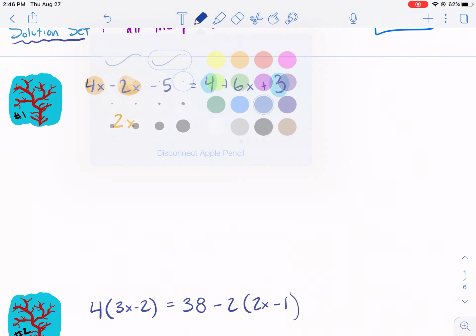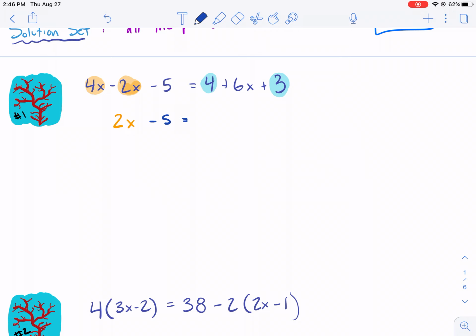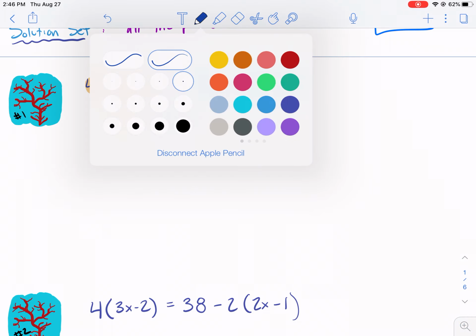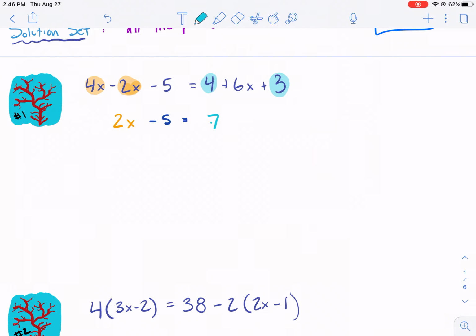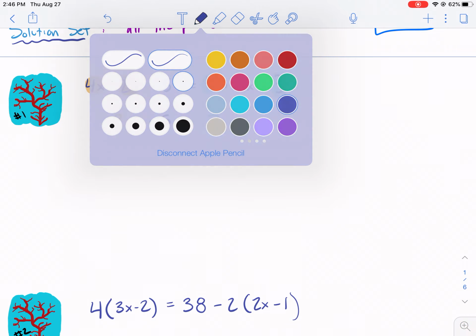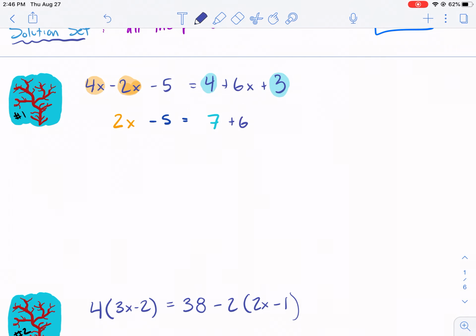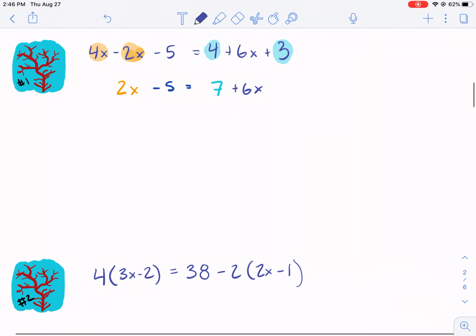Minus 5 equals, then we have 4 plus 3, that is equal to 7. And then we have the 6x that stays by himself because he doesn't have any common terms with the 7. Okay, the 7 and 6 don't have the same variable, so we proceed from there.